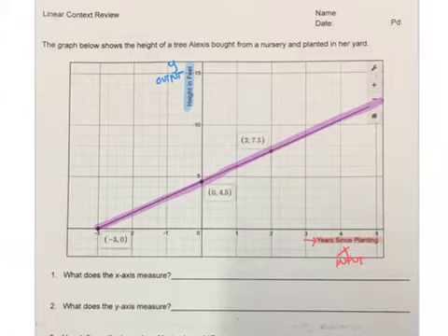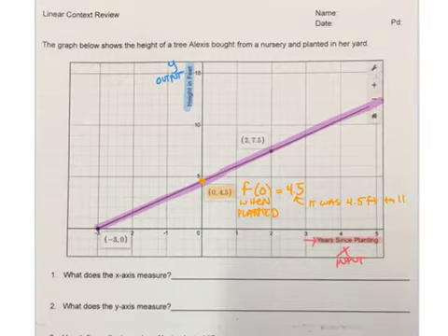An important point to take note of is right here, the point (0, 4.5). If f(0) = 4.5, then the input is 0 years since planting. So 0 years since planting means when the tree was planted. And 4.5 represents its height in feet. So it was 4.5 feet tall. And any point that you pick along this line will have the same type of pattern.